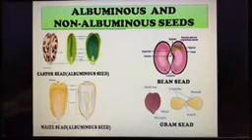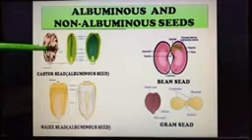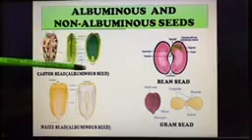on the basis of presence or absence of endosperm, seeds are classified into two: albuminous and non-albuminous, or endospermic and non-endospermic seeds, right? Here in this diagram you are seeing the castor seed, which we have discussed earlier. This is actually the seed, and this is the internal part of the seed. When you open the seed, you will see it like this.